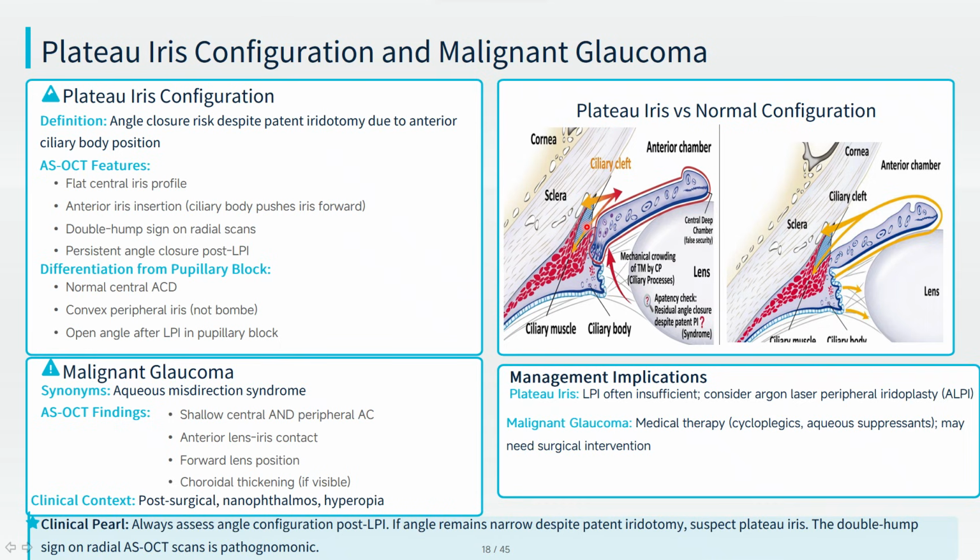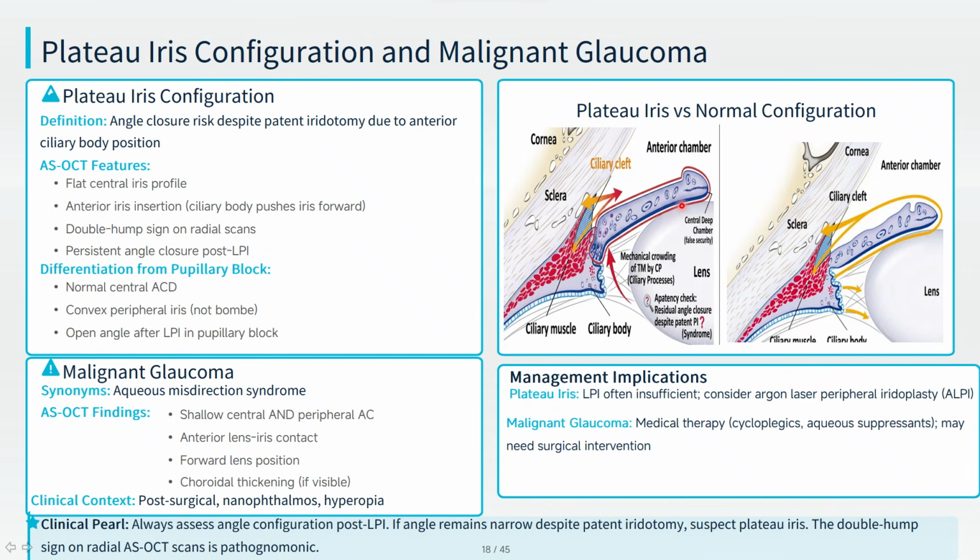In acute angle closure, the idiopathic variety is due to pupillary block. However, in plateau iris, it is due to oppositional angle closure. As you can see here, this is the normal anatomy of the iris, and this is the ciliary sulcus and the angle recess here.